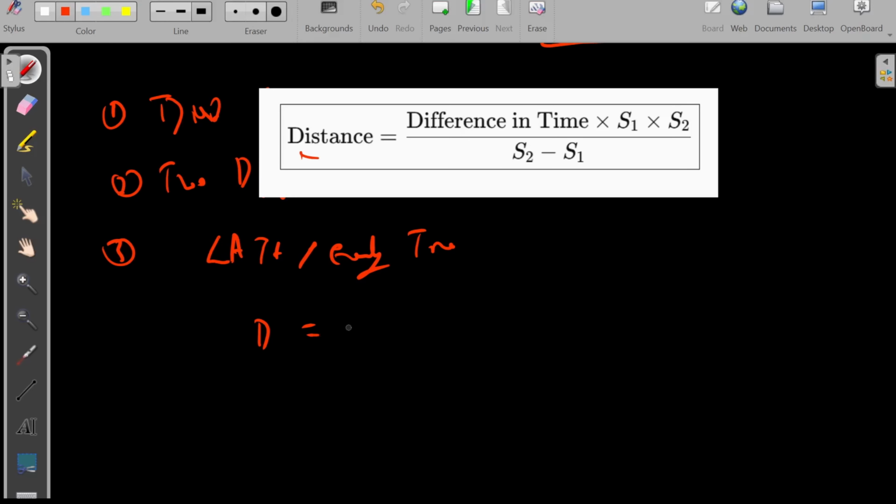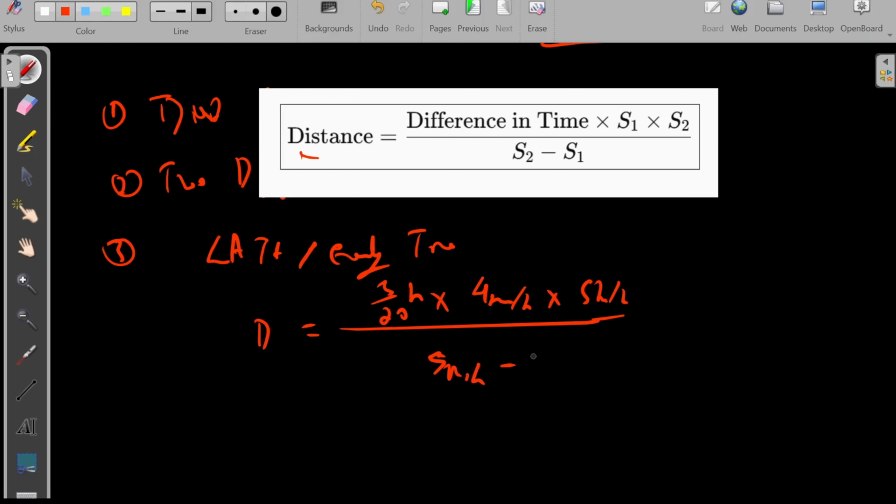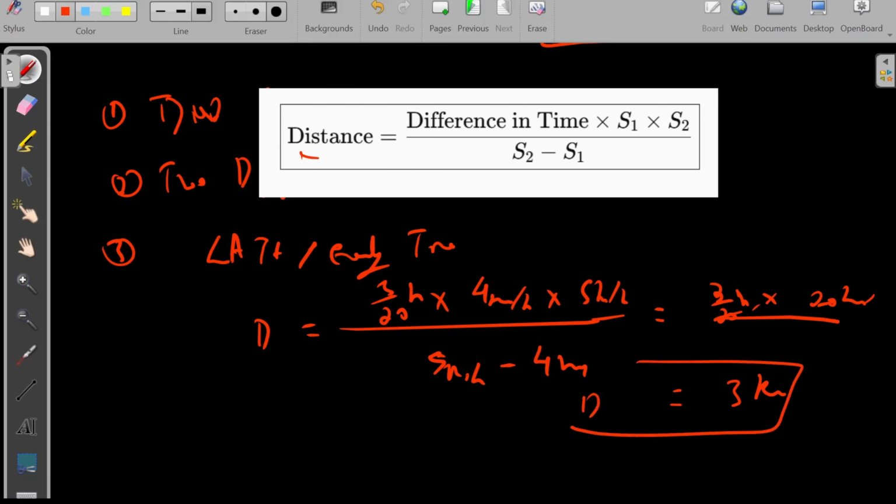So let us plug in our values. Difference in time, we already know it is 3 over 20 hour. Our speed 1 is 4 km per hour times speed 2, 5 km per hour, over speed 2, which is 5 km per hour, minus speed 1, 4 km per hour. So that would be 20 km per hour. So 3 over 20 hour, 5 minus 4 km per hour, that will give me 1. So I don't need to put the value of 1 in my denominator. The 20s cancel, hour cancels. We have 3 km. So our distance equal 3 km, which gives me the same answer.